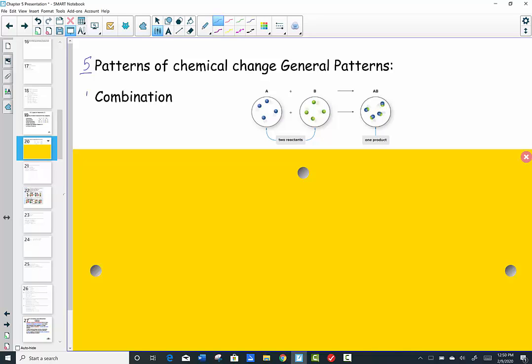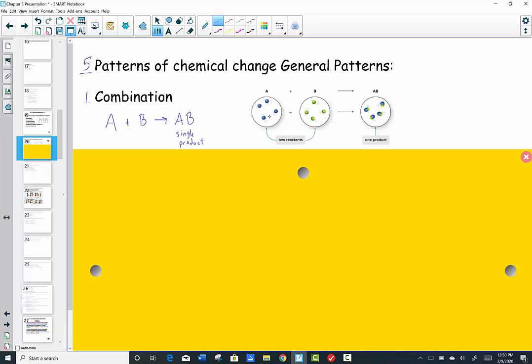The first of the 5 I want you to write down is called a combination reaction. Some texts call it a synthesis. We're going to call it a combination. Notice the pattern of change says I take a reactant called A and I combine it with the reactant called B and I form a single product AB. This single product makes this combination unique. From all of the other patterns of chemical change, combinations are the only pattern that makes just one thing on the right side of the arrow.